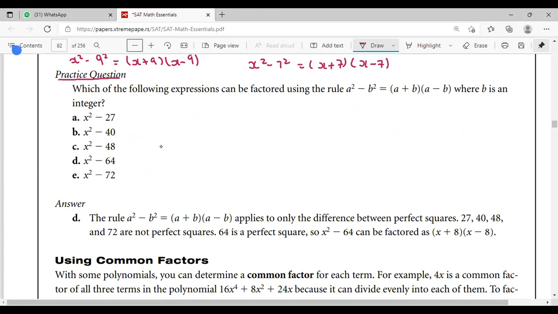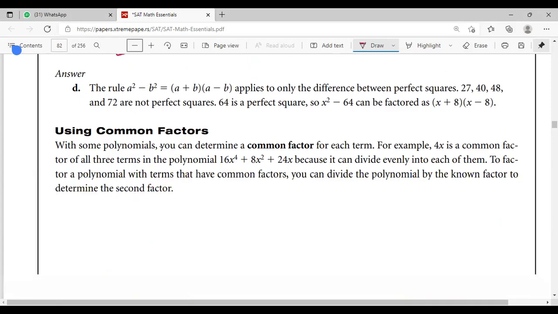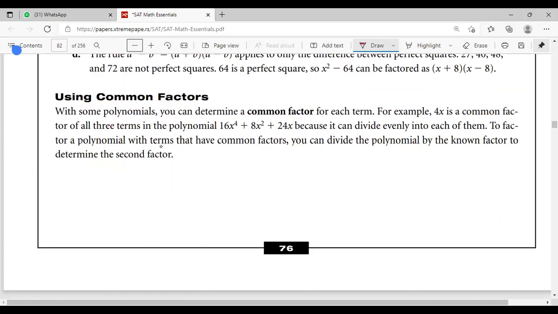So now we have a question. Which of the following expressions can be factored using the rule a squared minus b squared? Obviously, all of these are squares, right? We need to see which of these numbers is a perfect square. So 64 is basically 8 squared. So D is the answer. Okay.